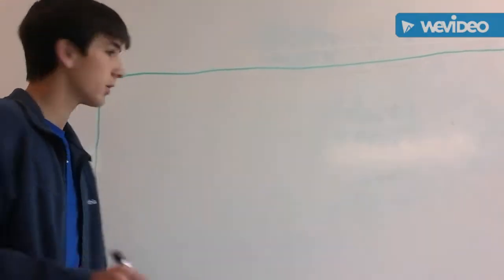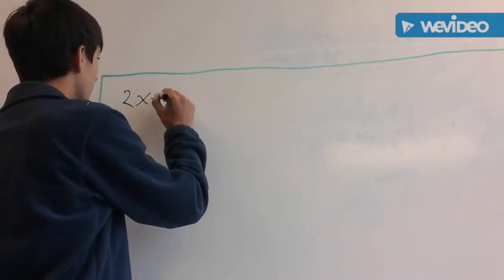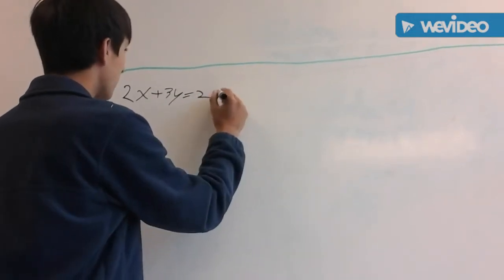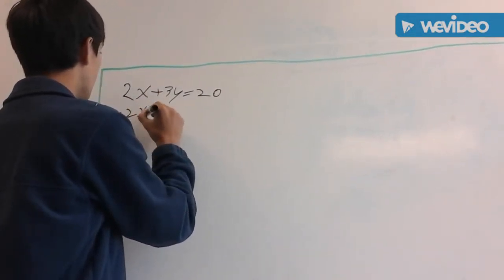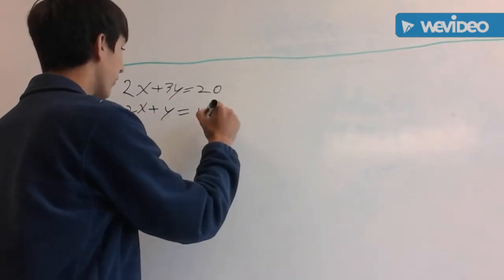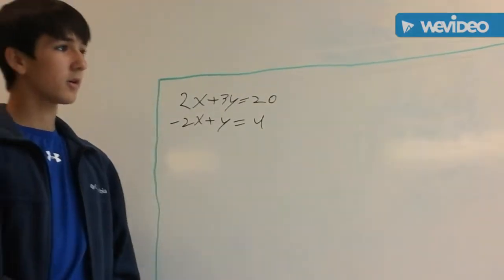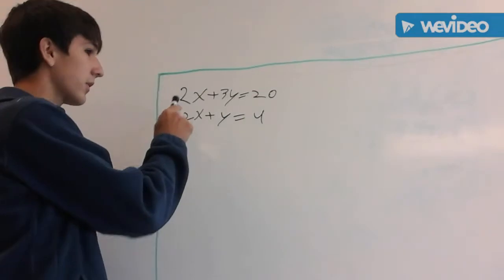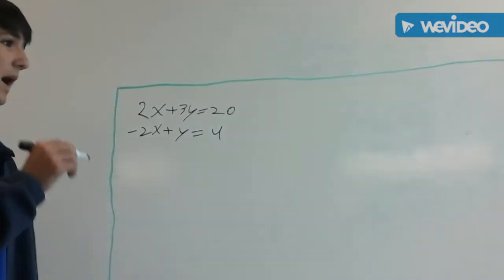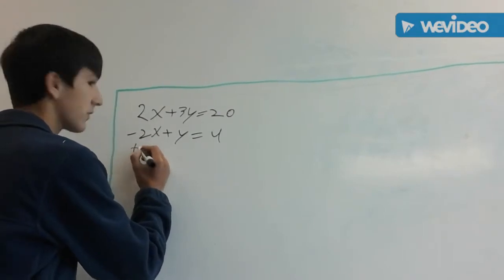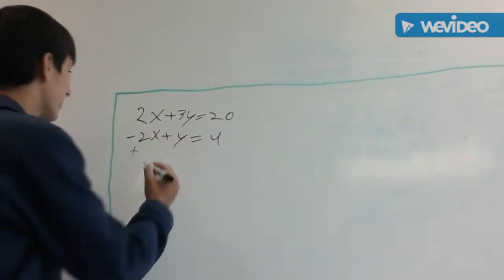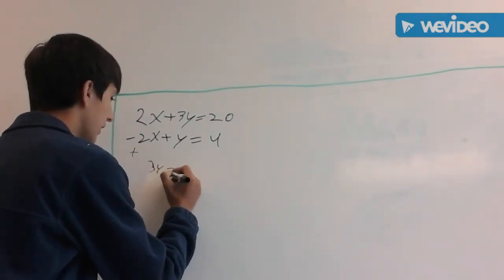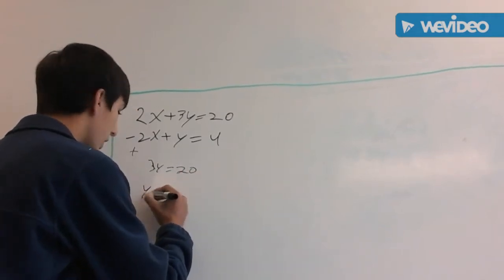Start off with a fairly easy one. 2x plus 3y equals 20 and negative 2x plus y equals 4. So going over our steps, we do not need to multiply because the x terms are already opposites between both equations. Now we will add. We will add negative 2x to 2x, and we will be left with 3y equals 20 and y equals 4.